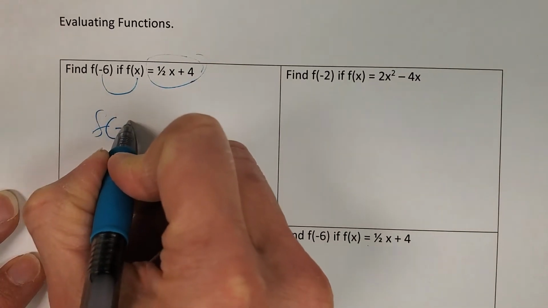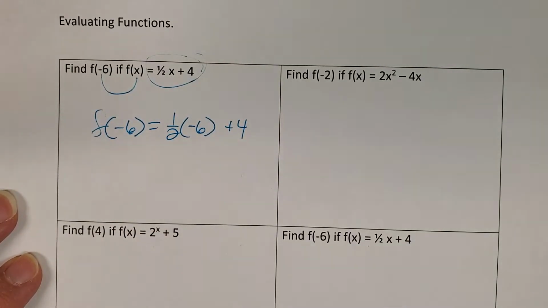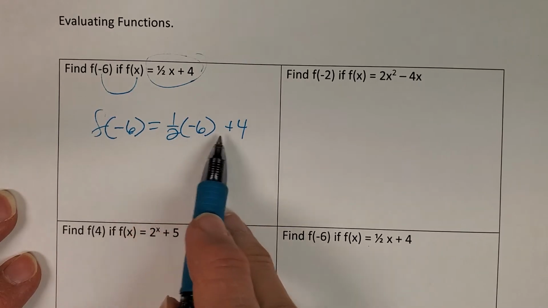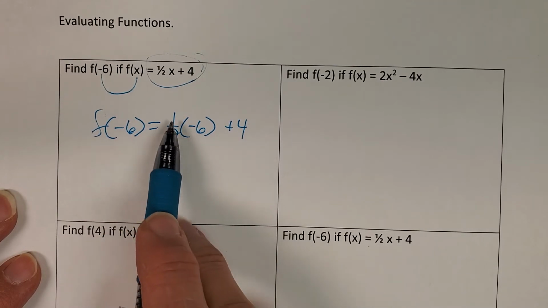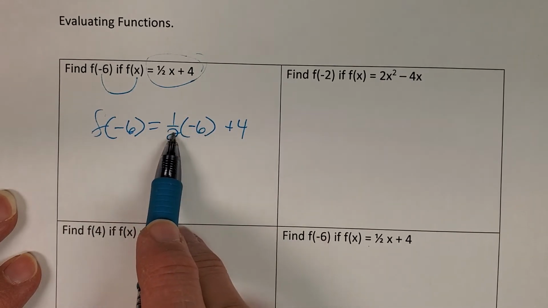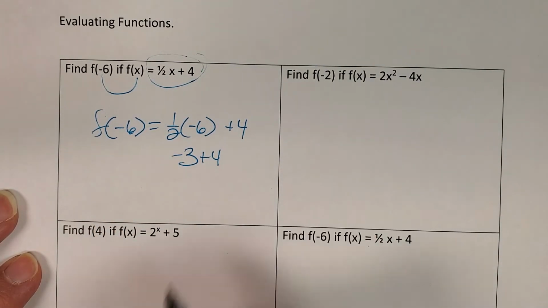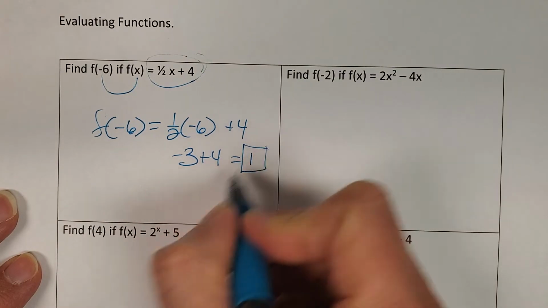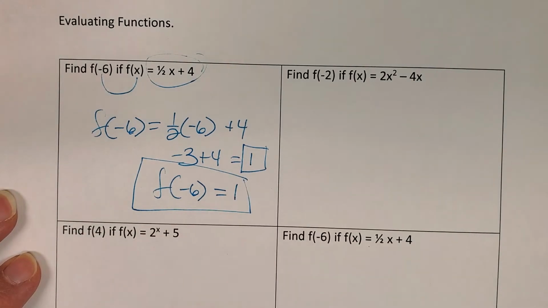So when I say what's f of -6, I take out all of the x's and I replace them with whatever number they just told me to, which in this case is -6. And then I just simplify. I need to remember my order of operations. So right now there's multiplication and addition, and I always would multiply first before I add. So half of -6, or 1/2 times -6, is -3. Then I have to add 4. -3 plus 4 is 1. So f of -6 is equal to 1. That would be my answer.